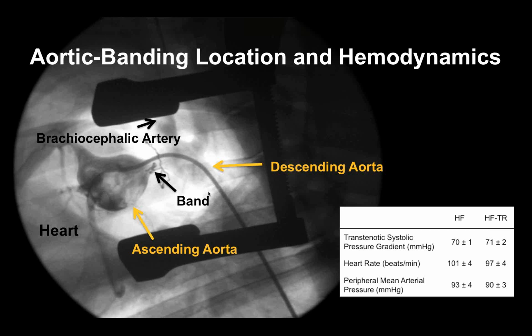You can see down here in our table that we are able to set between our groups. Here you'll see our heart failure group, which is an untreated aortic banded group, and our heart failure trained group over here, which is our exercise trained animals. You can see that we set a very similar transonic pressure gradient. We set it at a similar heart rate between all the animals, and we also maintain a similar mean arterial pressure peripheral to the band. So basically, we're setting this pressure gradient under equal hemodynamic conditions between all the groups, which is important.